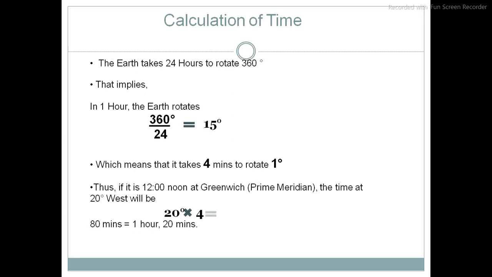So here 360 degrees, 24 hours, divided, it is going to be 4 minutes for 1 degree. Now, 12 noon at Greenwich, that means the prime meridian, is the central longitude we are taking, and we take the equator as the latitude. So the time at 20 degrees west will be 20 multiplied by 4, which is 80 minutes.